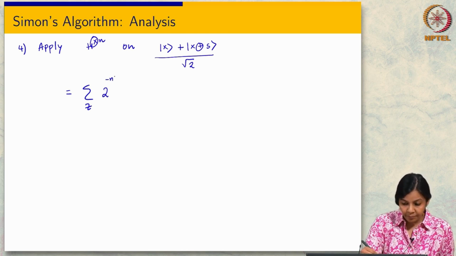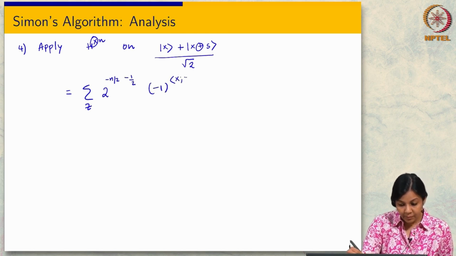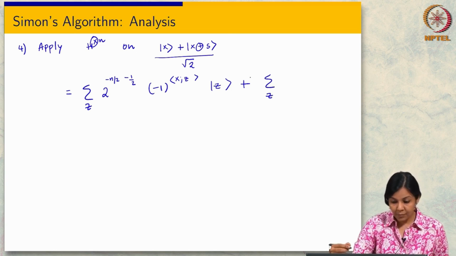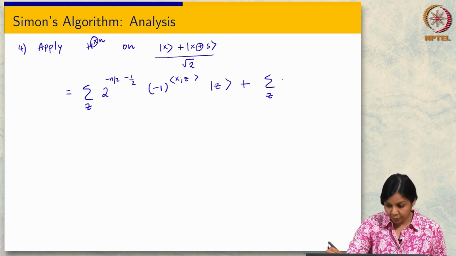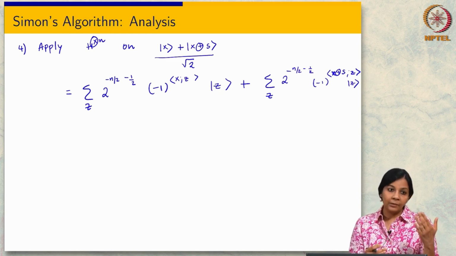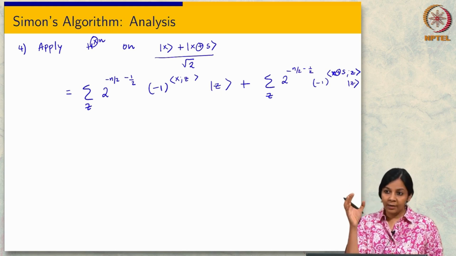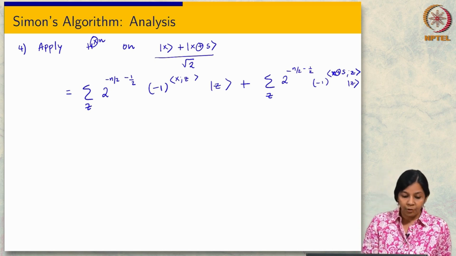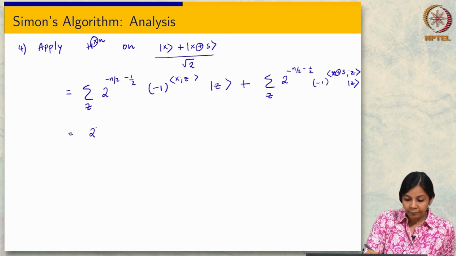Does everyone agree with this? This is what we have figured out before, that when I apply the Hadamard on a particular value x, I get a summation over all z with (-1)^(x·z), the inner product, as the coefficient and z as the state. So, summation over all z. This is exactly what I am going to get. And now of course, I am going to simplify this.